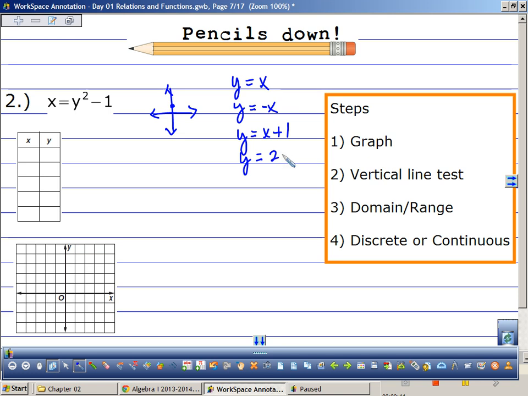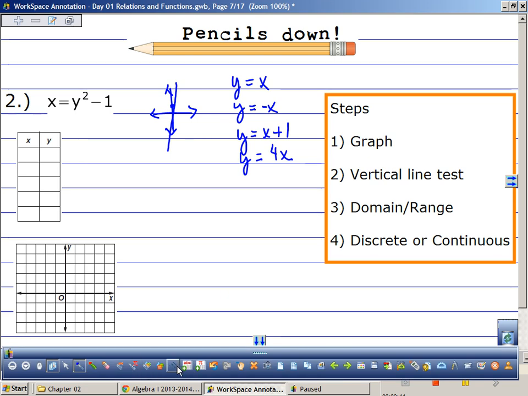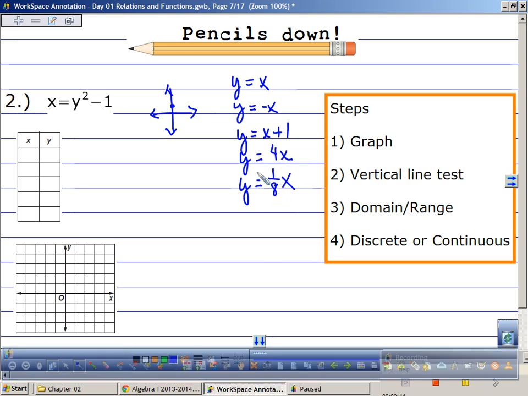Y equals, let's do 4. Y equals 4X. Steeper, because 4 times something is going to make it shoot up at a faster rate, correct? So a steeper line. Y equals 1/8 of X. When you take a fraction of something, as fractions go higher and higher, isn't it getting closer and closer to 0 on a number line?